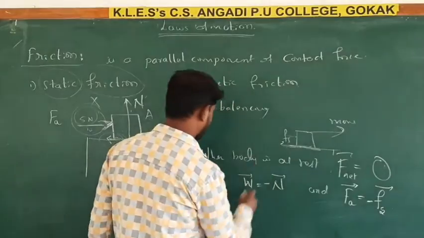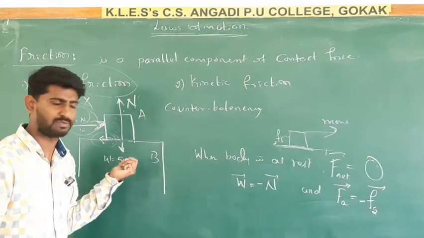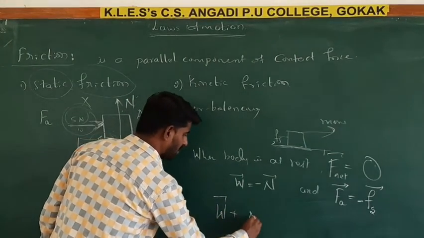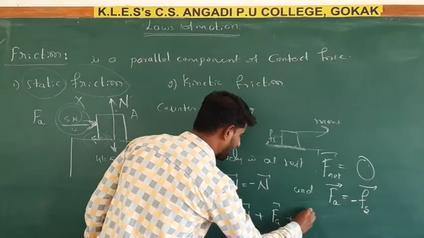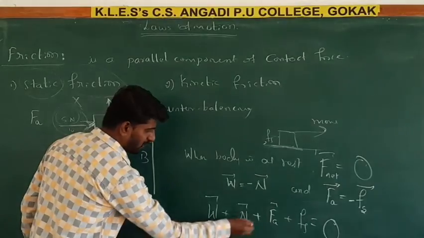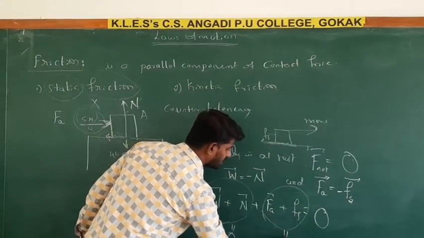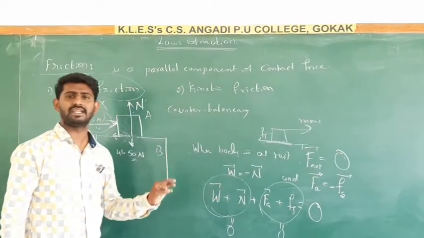Okay, so as per Newton's first law, the body is at rest. It means the sum of all the forces must be 0. So here, how many forces are acting? Vector W plus vector N plus vector Fa plus vector Fs must be 0. Is it? These two forces are equal and opposite, it yields 0, and these two are equal and opposite, it yields 0. 0 plus 0 is 0 only. So this is about the static friction.